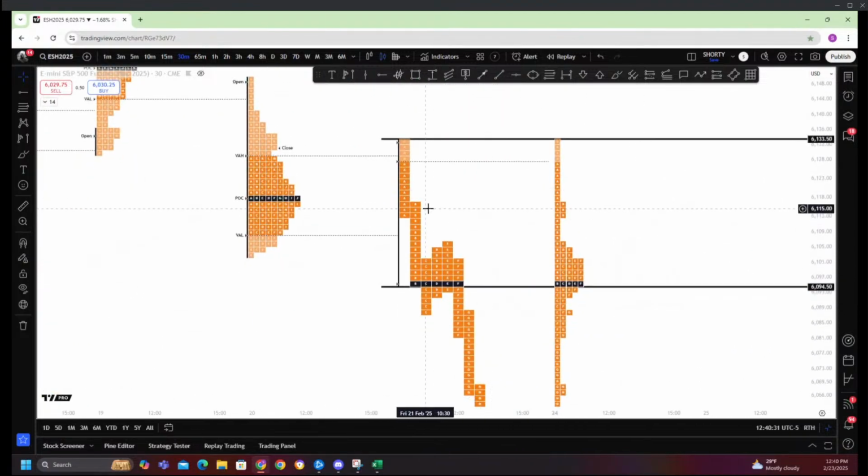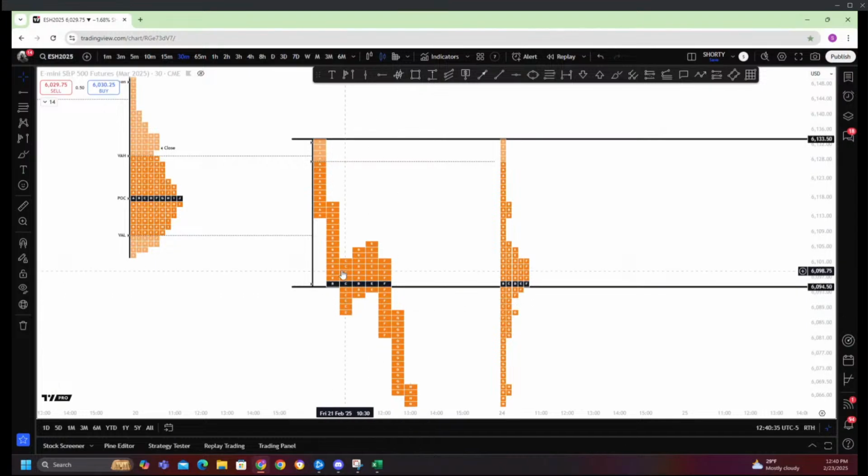So if you look at it, they extended the C period on the B, right? We made a lower low, and then we never really encroached or challenged that B period. So your bias had to be bearish here.